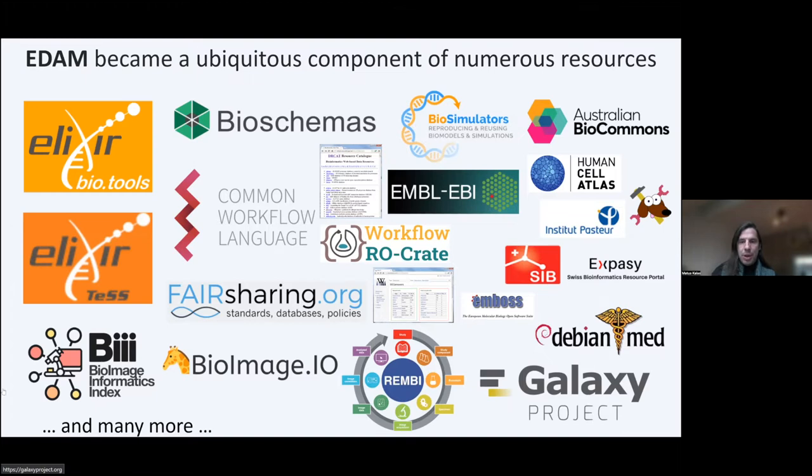Maybe worth mentioning are some applications of the EDAM bioimaging extension. On the bottom left, there is BIII, which is the BioImage Informatics Index. That is a registry of bioimage analysis software, workflows, and training materials. And then bioimage.io is a relatively new effort for recording and making accessible deep learning models for bioimage analysis. And then REMBI down here is the recommended metadata for biological images.